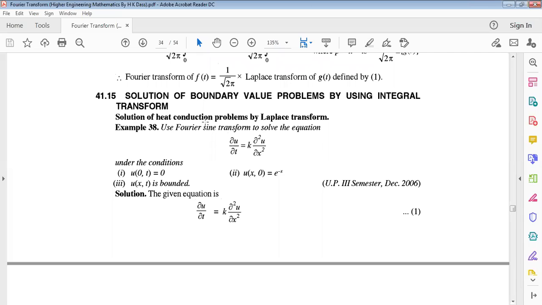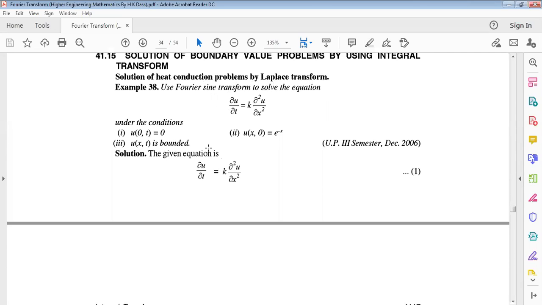Now, solution of heat conduction problems by Laplace transform. In this example, use the Fourier sine transform to solve this one. ∂u/∂t equals k into ∂²u/∂x². This is actually the heat equation, under the given conditions.